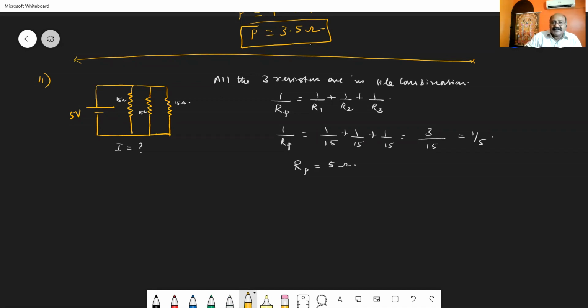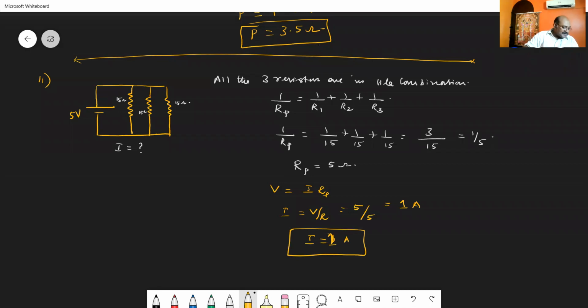We are asked to calculate the current. As we know, V is equal to I into R, so I is equal to V divided by R. V is 5 volts. The effective resistance R is Rp, which is also 5 ohms. So the current is 1 ampere. I is equal to 1 ampere is the answer, which means option A is your answer.